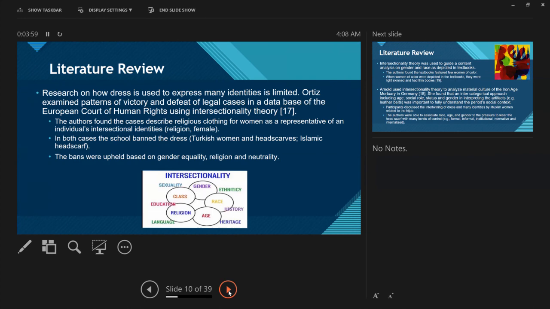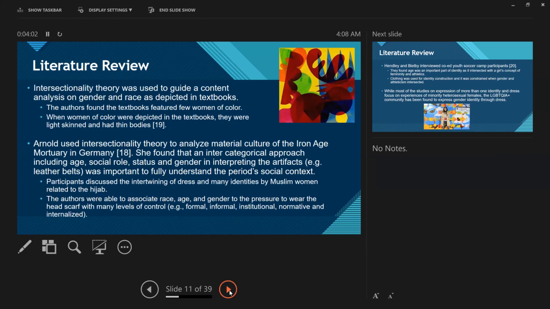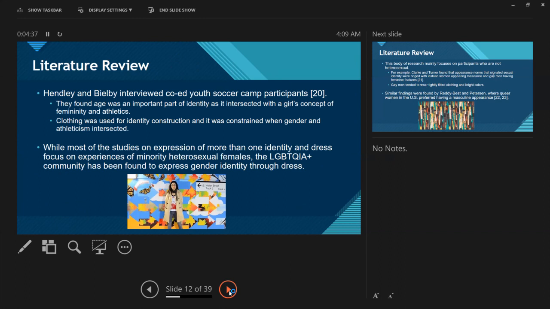And intersectionality theory was used to guide a content analysis of some research related to dress. For example, women of color were depicted in textbooks in one study, and they were linked to having thin bodies and light skin. There's also been some intertwining relationships between dress and identity and religion, such as Muslim women related to the hijab. And Henley and Bentley interviewed co-ed youth soccer players, and they found that it was an important part of identity intersecting with girls' concept of femininity and athleticism.